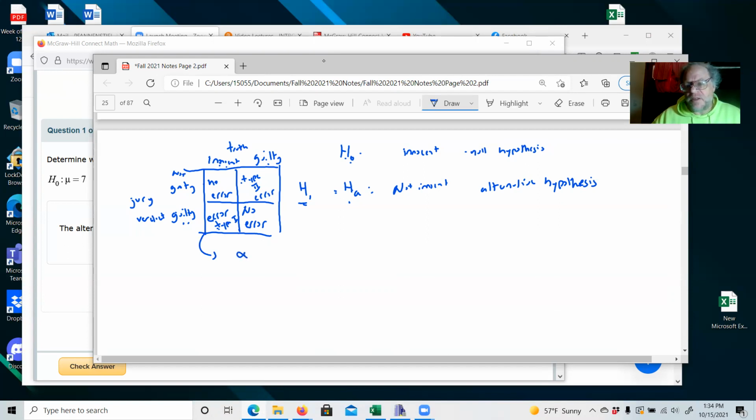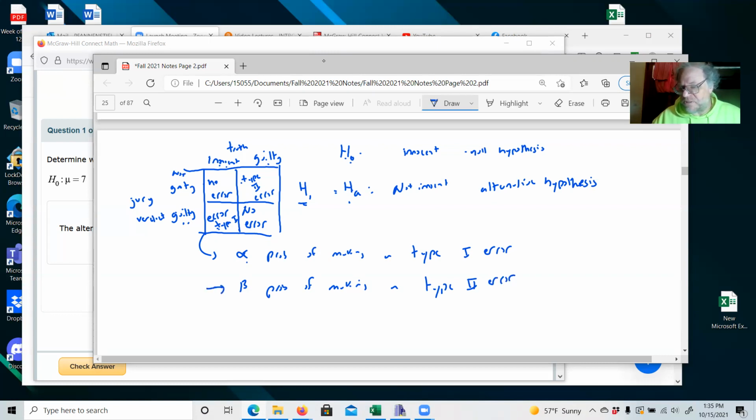Remember all the alphas that we did in confidence intervals? This is the alpha. This is the probability of making a type 1 error. And again, in our famous penchant for naming things, the type 2 error is called beta. This is the probability of making a type 2 error. There are ways to calculate this too, but we don't do them in this class. So alpha, the same alpha that you met before, is the probability of making a type 1 error.